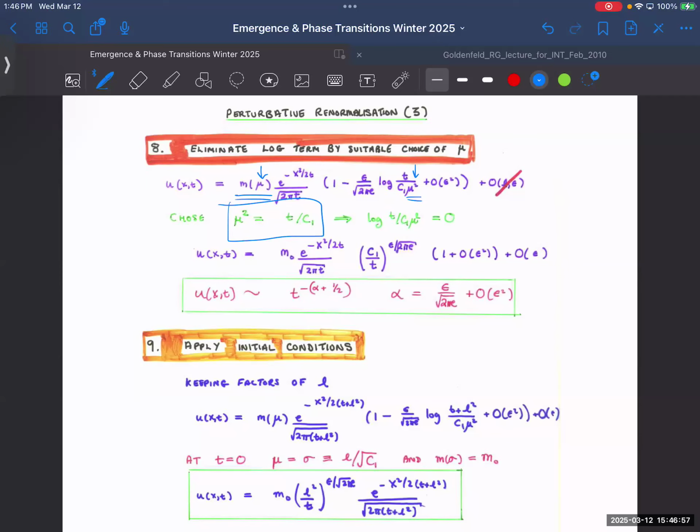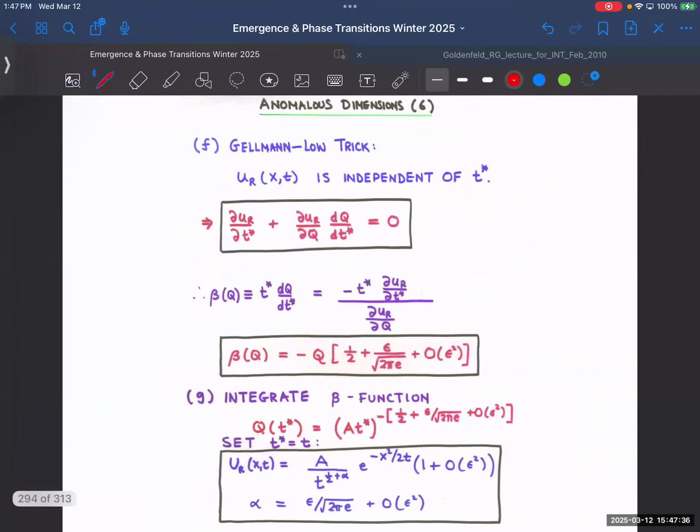And if I choose mu to be that, then what I end up with is my final solution, which looks like this. And now I get this extra factor of t scaling as t to the half plus alpha, where alpha is epsilon over square root of 2 pi e, plus higher order corrections. So this is what renormalization is. This is the renormalization that you will learn if you take a quantum field theory course, but this is now just done for a regular differential equation.